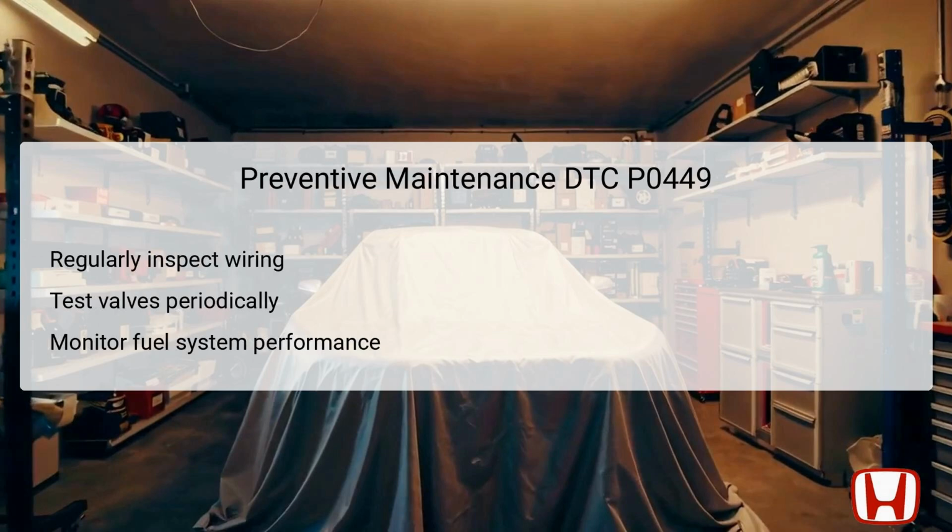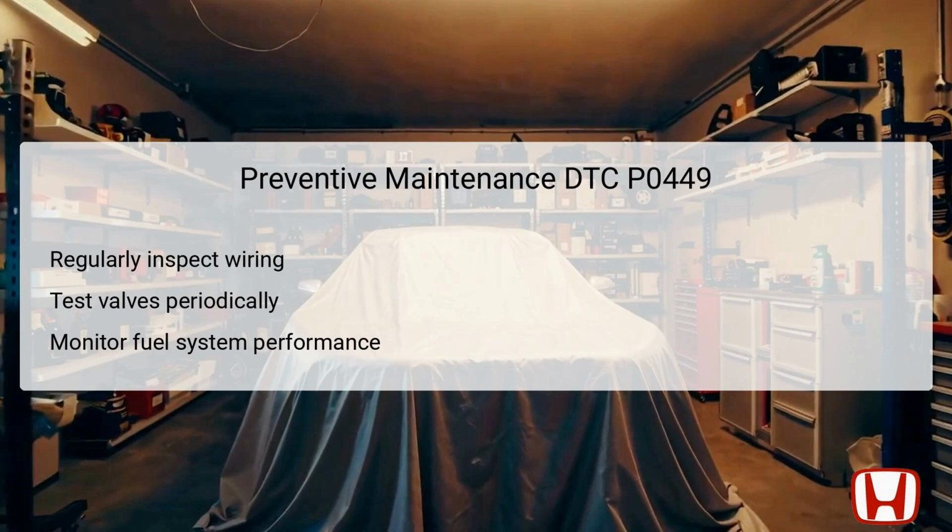To avoid reoccurrence of DTC P0449, proactive preventive maintenance is important. Regular inspections of wiring associated with the EVAP system can help identify any signs of wear or corrosion before they develop into larger issues. Look for frayed wires, loose connections, or anything that might hinder the electrical flow.